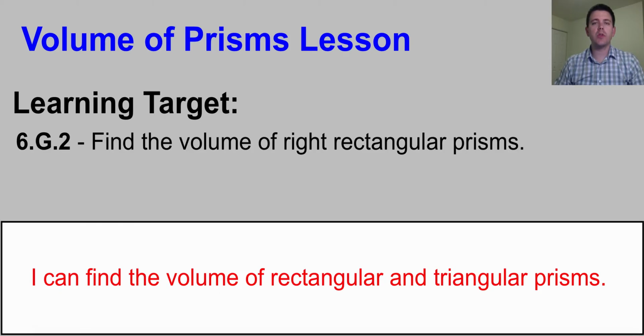We've graduated from two-dimensional shapes like rectangles and triangles to three-dimensional shapes, which we call prisms. So today we're going to be finding the volume of different types of prisms, both rectangular and triangular prisms. So get your notes set up, fill in your learning target. We've got a new standard that we're working on, 6G2, and then your I can statement. I can find the volume of rectangular and triangular prisms.